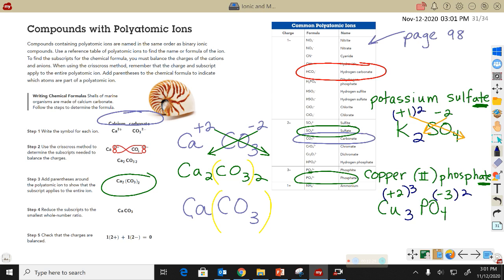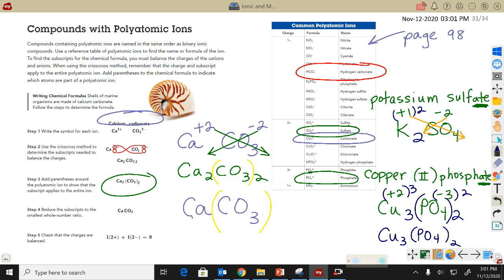But if I just put a 2 down here, it looks like PO42. And I don't mean for there to be 42 oxygen. I mean that there's 2 groups of phosphate. So I must put phosphate in parentheses. And so my final formula should kind of look like Cu3(PO4)2, with a 2 on the outside. That means 2 groups of phosphate.